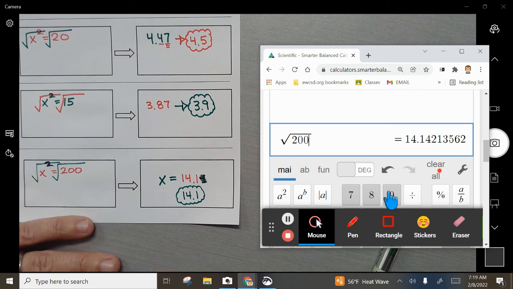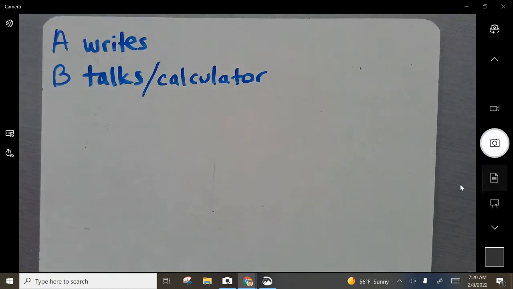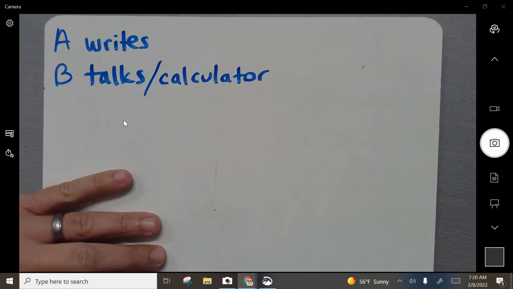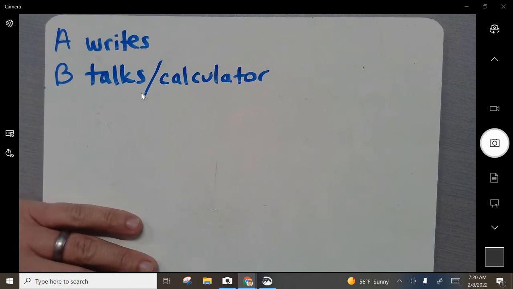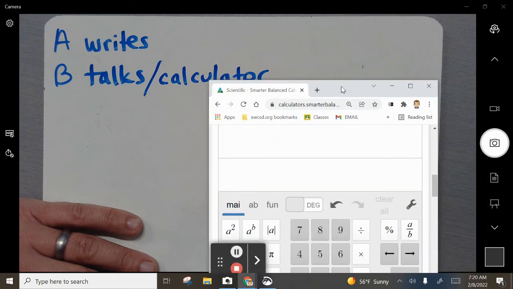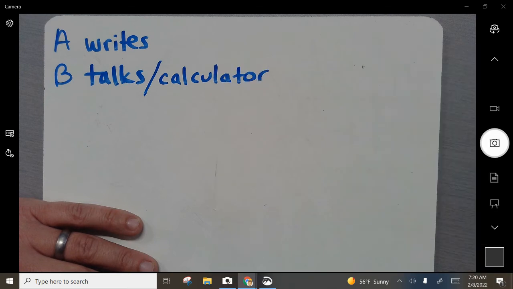All right. Now get your whiteboards out. Take a look at this. So A is going to write. B is going to talk and use the calculator. Okay? B talks and uses the calculator. And then we'll switch, and A will have to talk and use the calculator, and B will write after this question. But again, your calculator's up because you're going to have to use it at the very end.